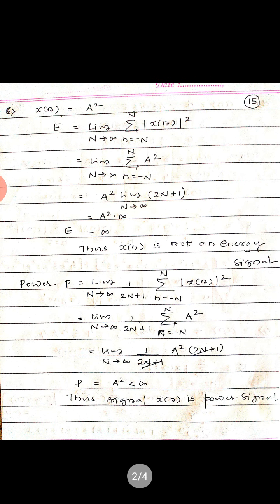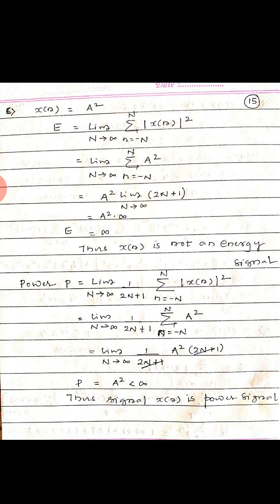So you can conclude the given signal x of n is an energy signal. And the third example: the signal x of n is A square. Here this A square is not multiplied by delta of n, so the duration of the signal is not known. The duration of the signal is not defined. Then what formula do you have to use? The formula is E is equal to limit N tends to infinity of the summation from n equal to minus N to capital N of x of n square.